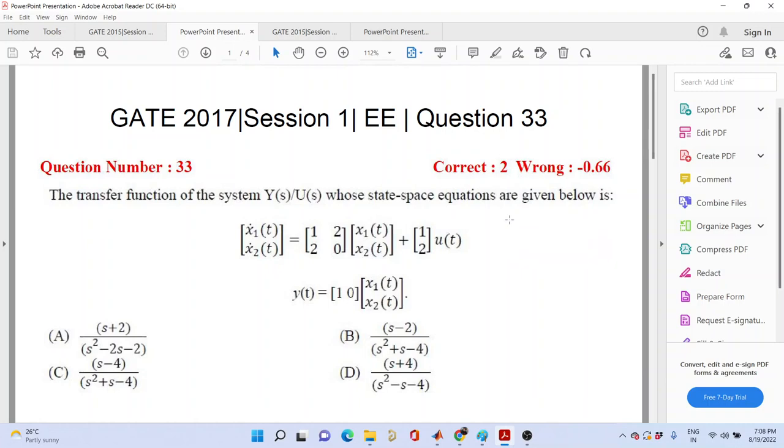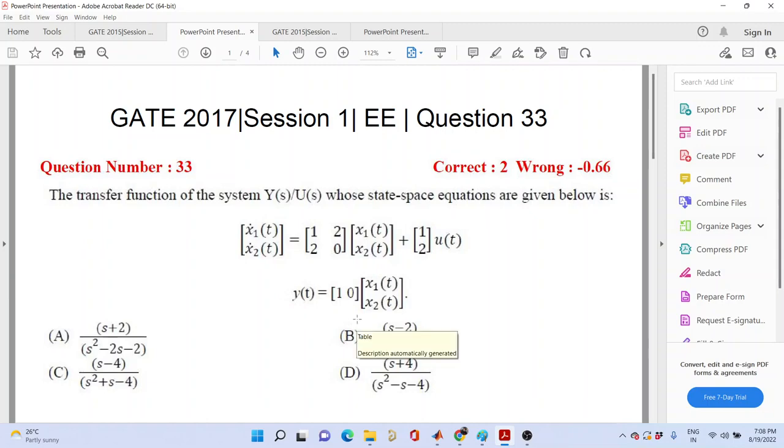Okay, we will be discussing how to solve it, but first let the students try it out. What I am saying is, you know what transfer function is, right? You need to find the Laplace transform of output divided by the Laplace transform of input, and the state equation is given to you. These are the state equations.